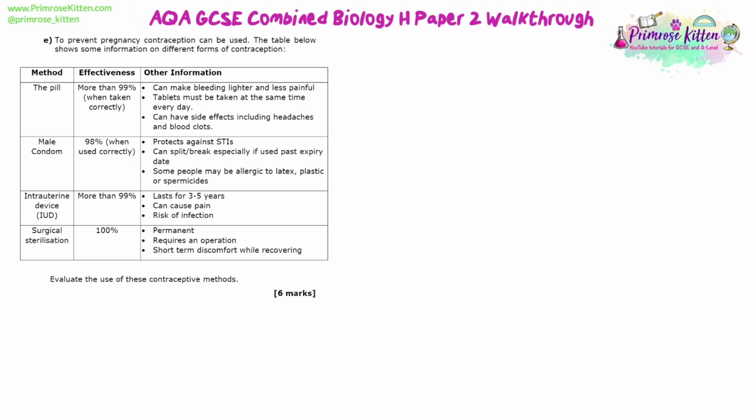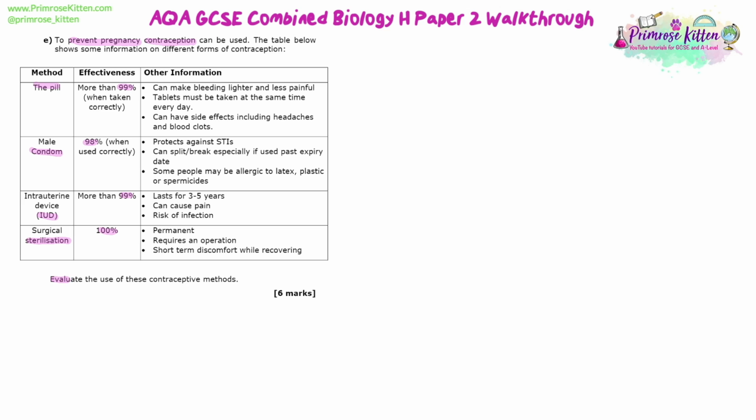To prevent pregnancy, contraception can be used. The table below shows some information on different forms of contraception. So we have the pill, condoms, the IUD, and sterilisation. And then we have the effectiveness, which is 99% for the pill, 98% for the condom, more than 99% for the IUD, and 100% for sterilisation. And the question is, evaluate the use of these contraceptive methods for 6 marks.